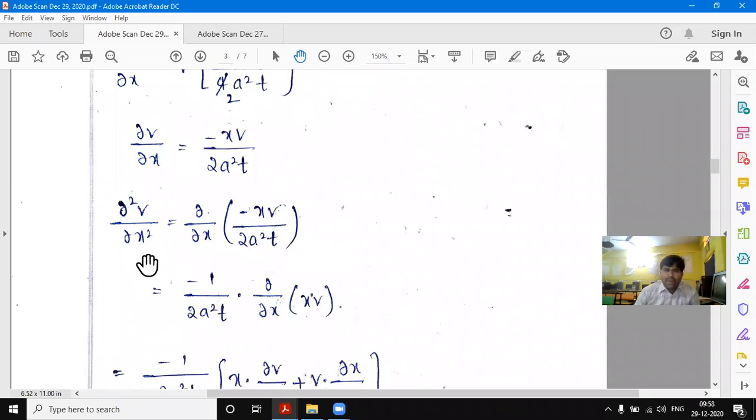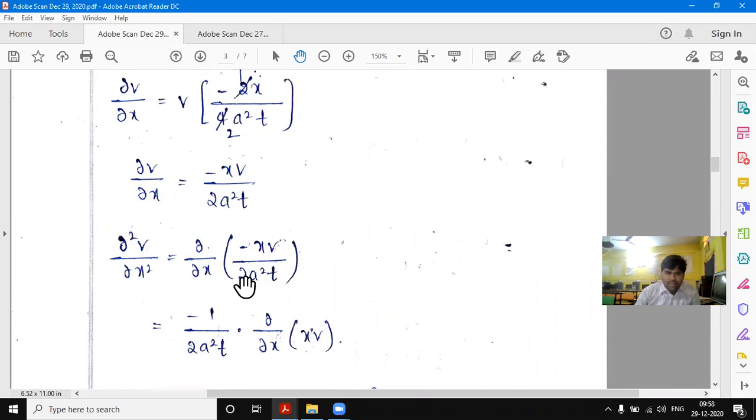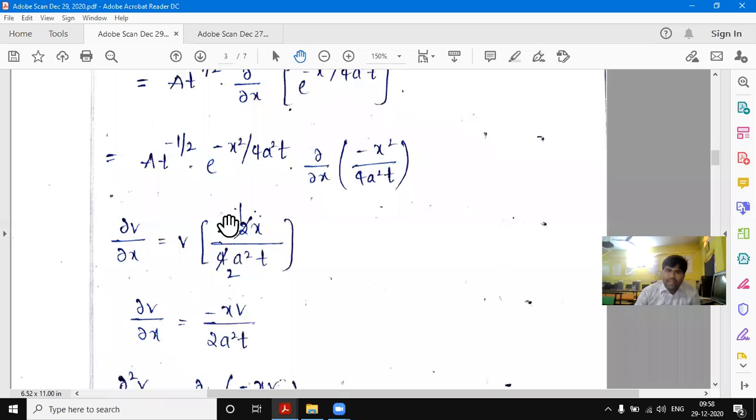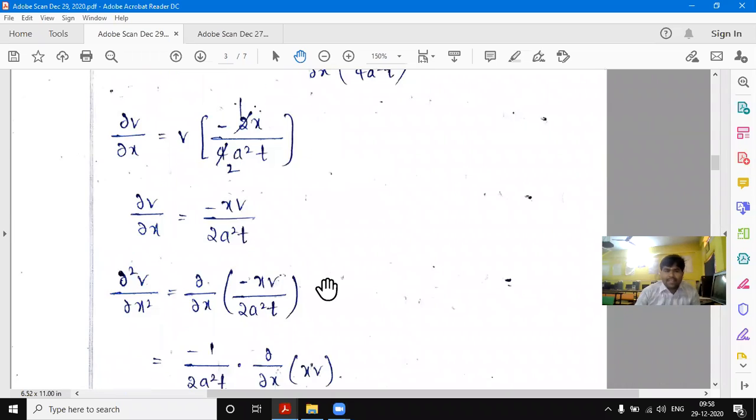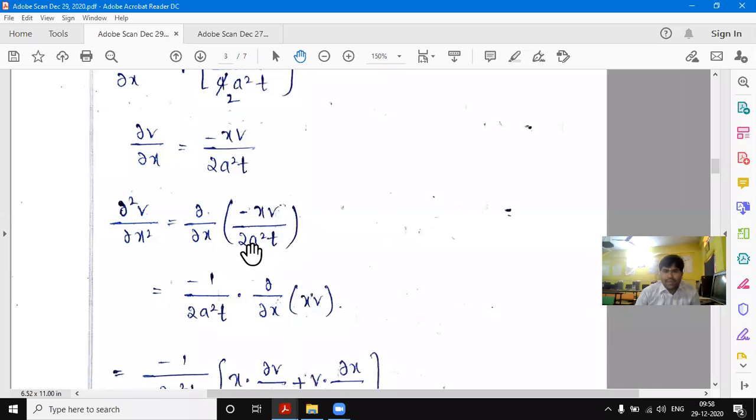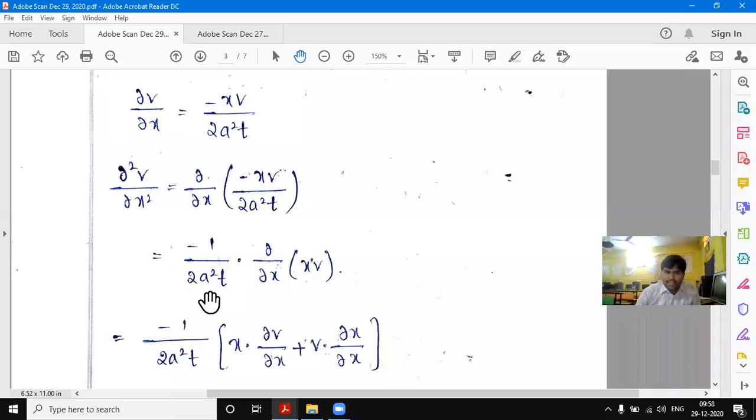So next, dou square v by dou x square is equal to dou by dou x into minus xv by 2a square t. So what is this v? V contains x terms, yes or no? V is nothing but a t power of minus 1 by 2 e power of minus x square by 4a square t. Means v contains x terms, yes or no? V contains x term. So dou by dou x into minus xv by 2a square t. So here 2a square t is common, we are writing it at first because it is constant.